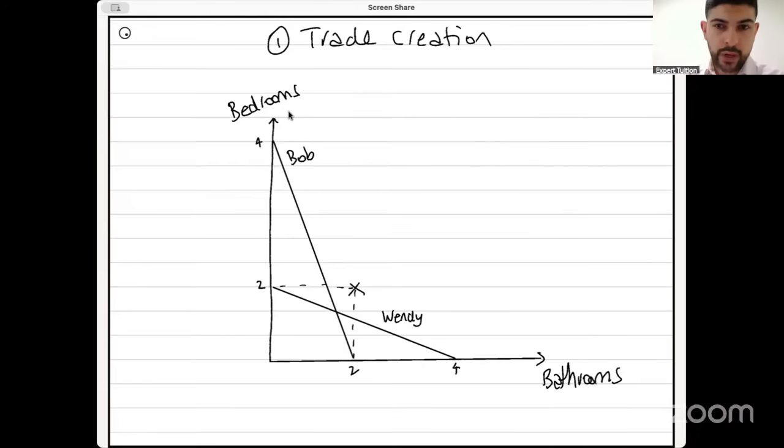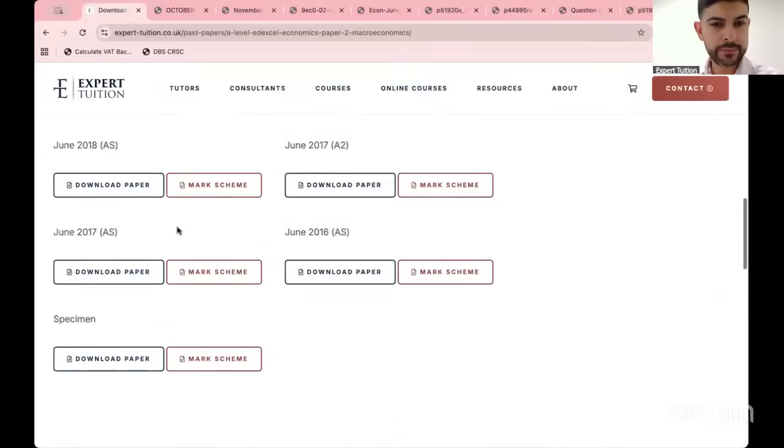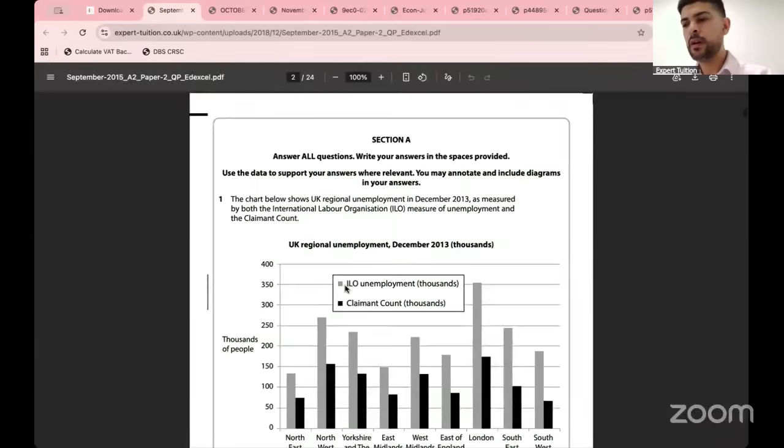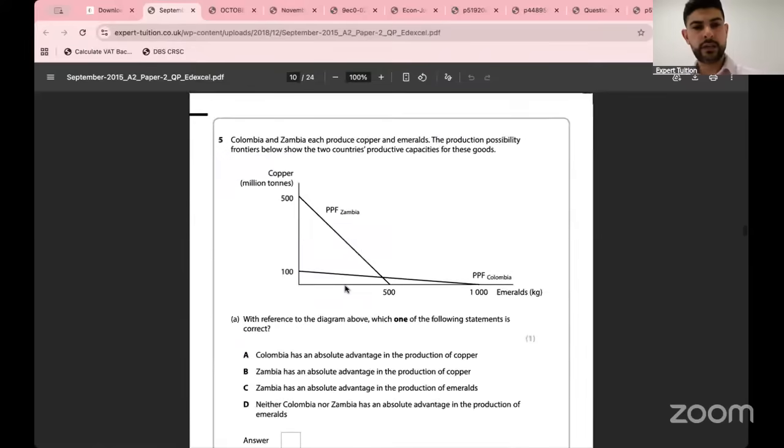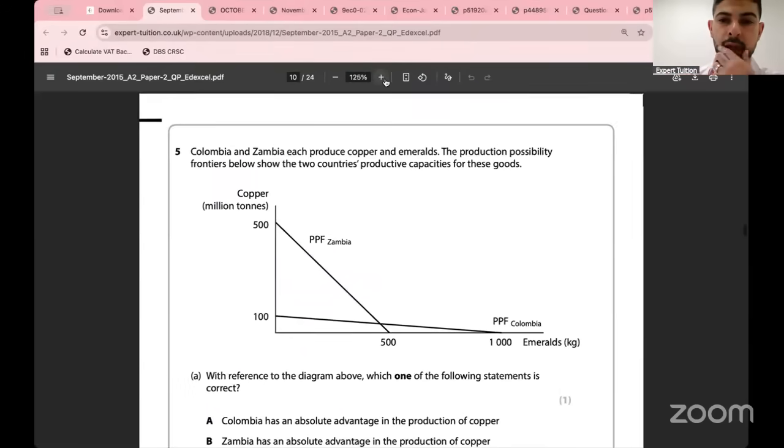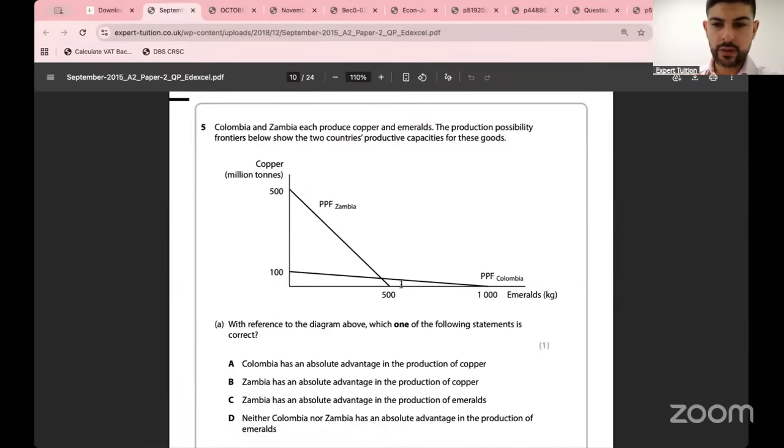Yeah. Now, really quickly, just to make sure that you understand that. I wasn't planning to do much section A, but let's just do this so that you understand how to do the maths. We go and open the specimen paper. Here we go. There's a question, and it's this. So Colombia and Zambia each produce copper and emeralds. The production possibility frontier below shows the 2 countries' PPFs for these goods. Yeah. And here we are. So we've got Zambia and we've got Colombia.